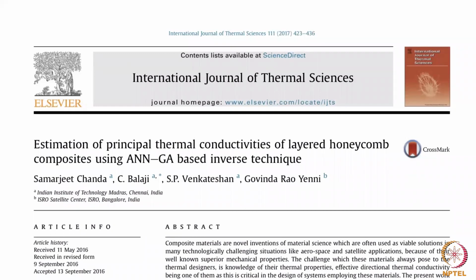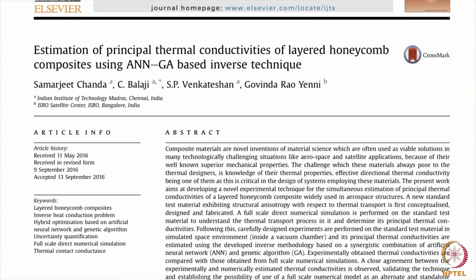So here you can see this publication that I was referring to by Samarjit Chanda, Professor C. Balaji, Professor S.P. Venkatesan. And this work was done at IIT Madras a few years ago. Professor C. Balaji, of course, is a distinguished professor also at IIT Madras in the mechanical department. And Professor S.P. Venkatesan was also an ex-professor here. He's now retired. I think Samarjit Chanda, I'm not sure if he is a faculty member at IIT Palakkad, but he was at IIT Madras and a PhD student at the time that he wrote this paper.